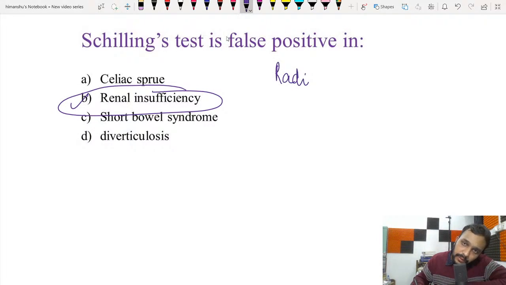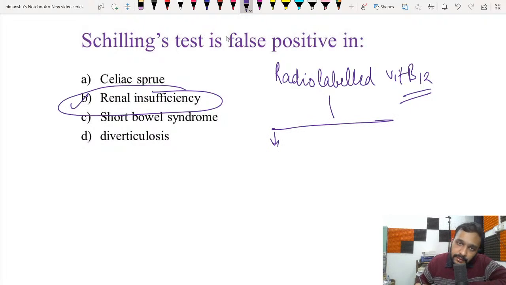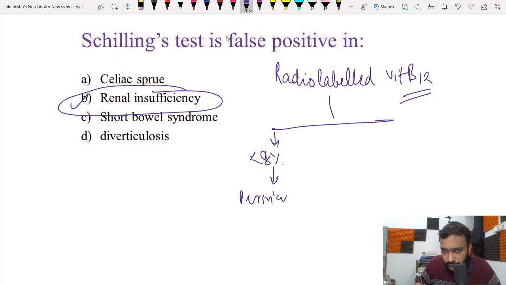In the Schilling test, we give radio labeled vitamin B12. If the excretion is less than 8%, then there is definitely pernicious anemia.